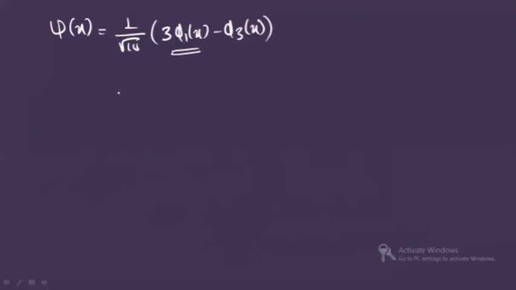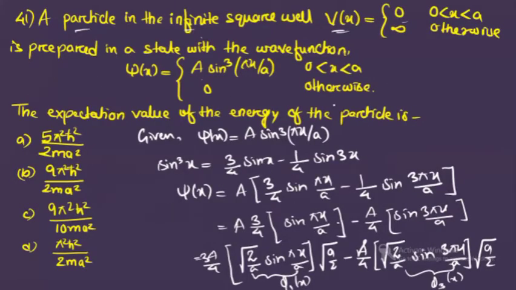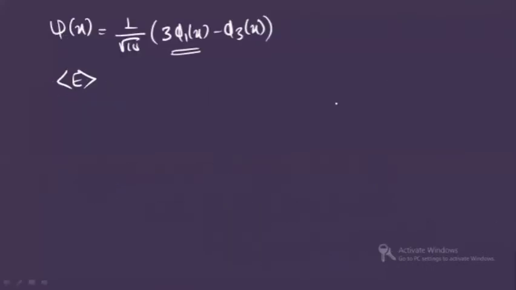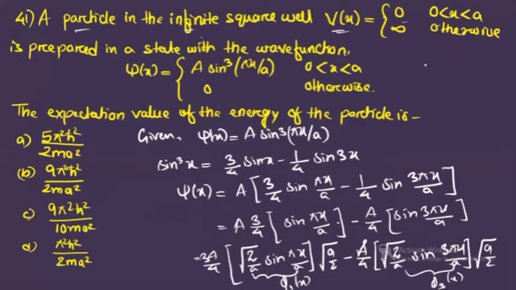Clear? Now you have to find the expectation value of the energy. It is equal to P1 E1 plus P2 E2. Clear? Now the energy for the infinite square well, E, is equal to pi square h cut square n square by 2 ma square, right?